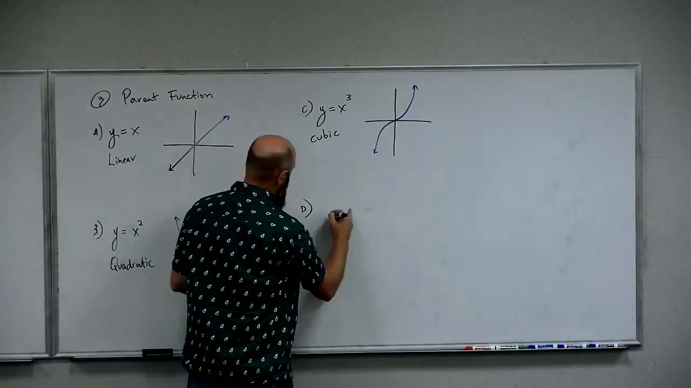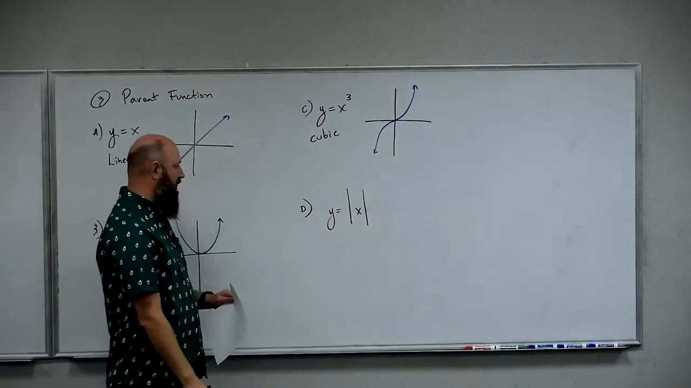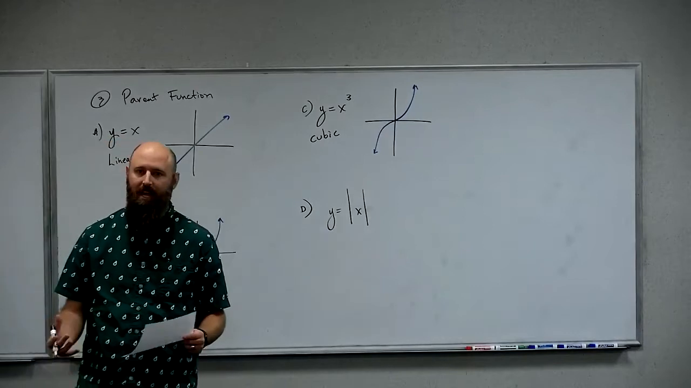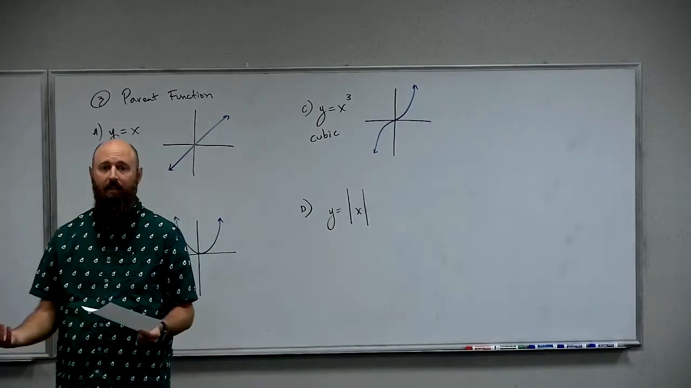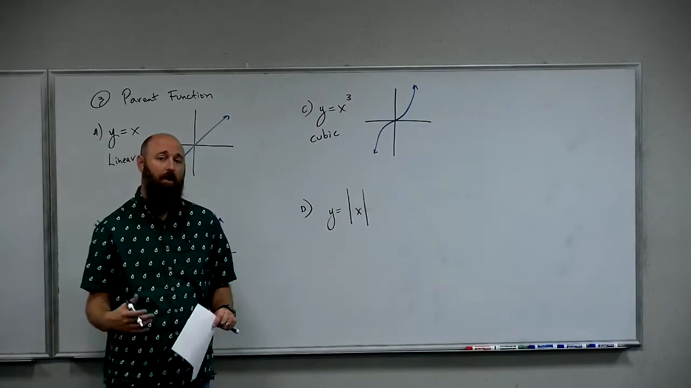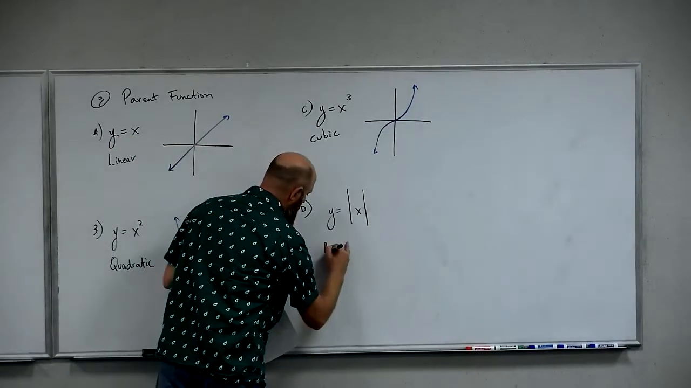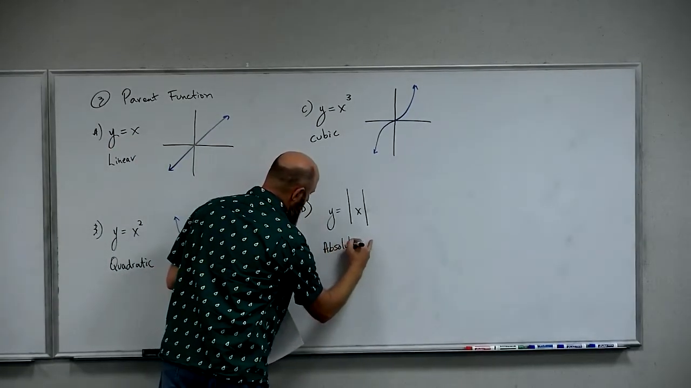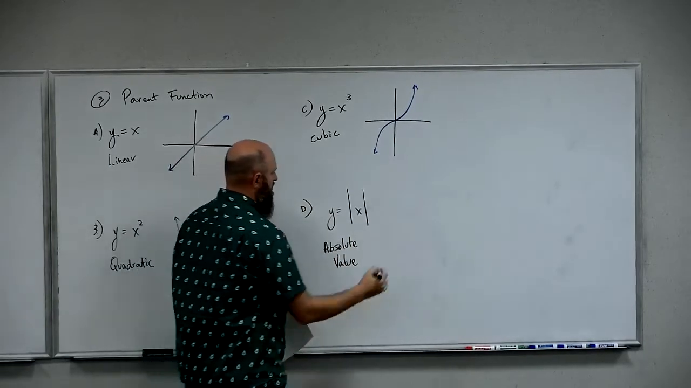Our next one, y equals the absolute value of x. So if we remember, those bars mean absolute value. Absolute value means it turns whatever's inside, after you've done any math work with that, positive for those pieces.